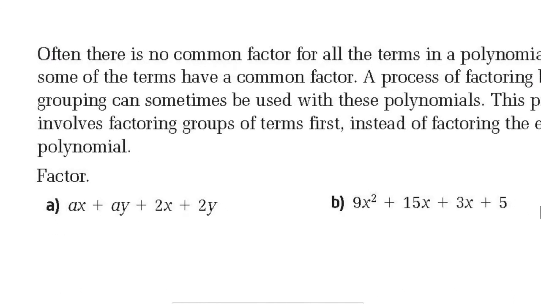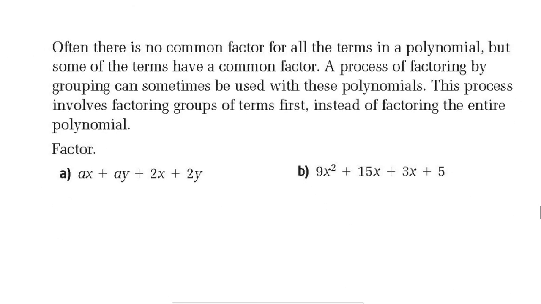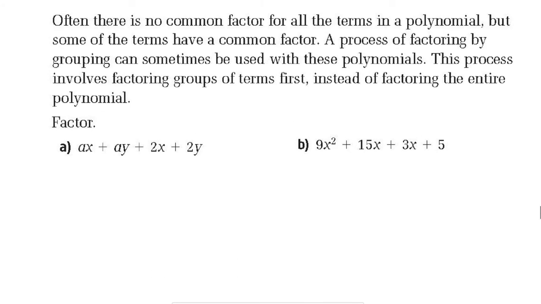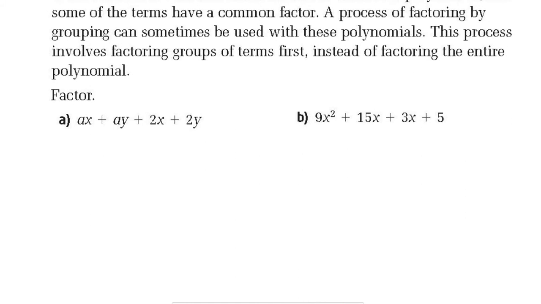Often there's no common factor for all the terms in a polynomial, but some of the terms have a common factor. A process of factoring by grouping can sometimes be used with these polynomials. This process involves factoring groups of terms first instead of factoring the entire polynomial. If you look at part A, you have ax, ay, 2x plus 2y, and so on. You can't common factor the whole thing, but we can common factor groups, pairs of terms.